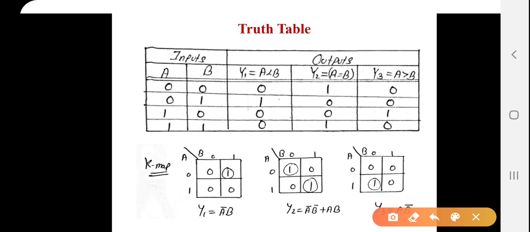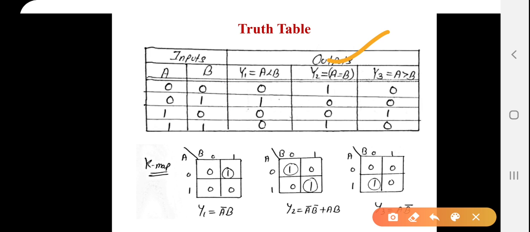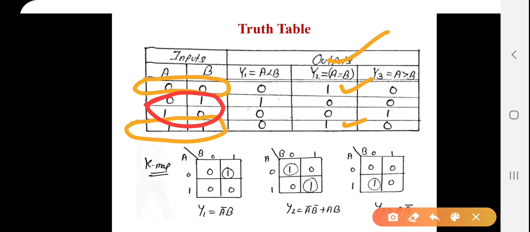Let me take the second output y2, A equals B. For A equals B, as you can see, these two values are equal in terms of 0, 0 and these two values are also equal in terms of 1, 1. That's why we are taking output as 1, because it is satisfying the condition. But for the remaining values like 0, 1 and 1, 0, the outputs are 0. So this is the way to find out the output for A equals B.